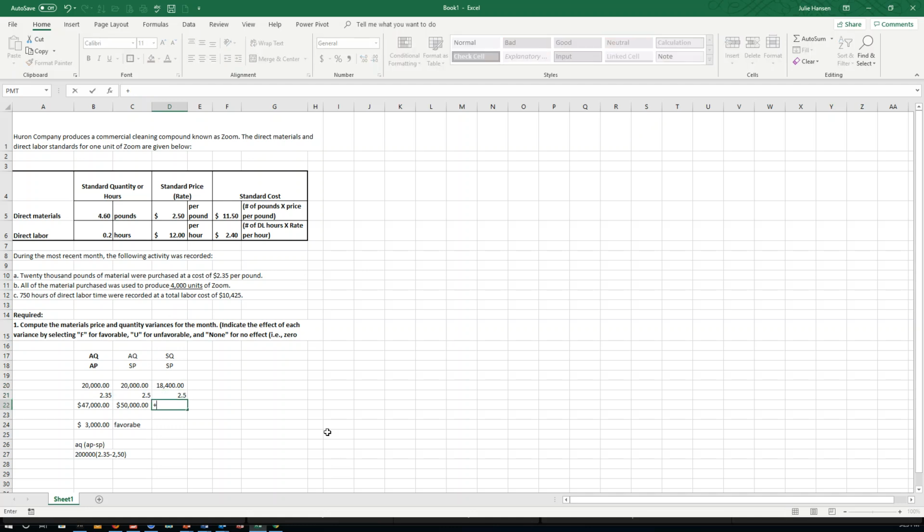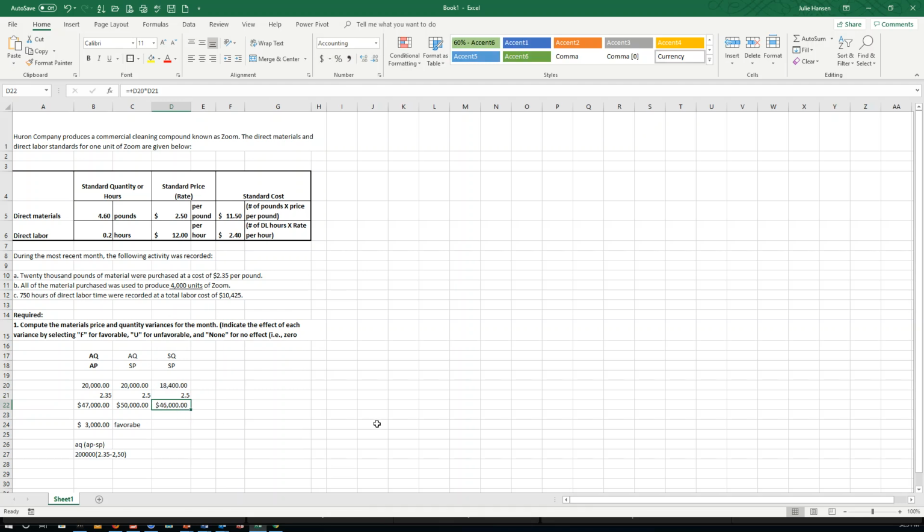All right, then I'm going to multiply my standard quantity times my standard price. And what does this represent? This represents in the quantity how much I should have spent. So in other words, given the fact that I manufactured 4,000 units of Zoom, I should have only used $46,000 of quantity of material. All right, so now I've got to take the 46,000 and subtract it from the 50,000, and I am $4,000 unfavorable.